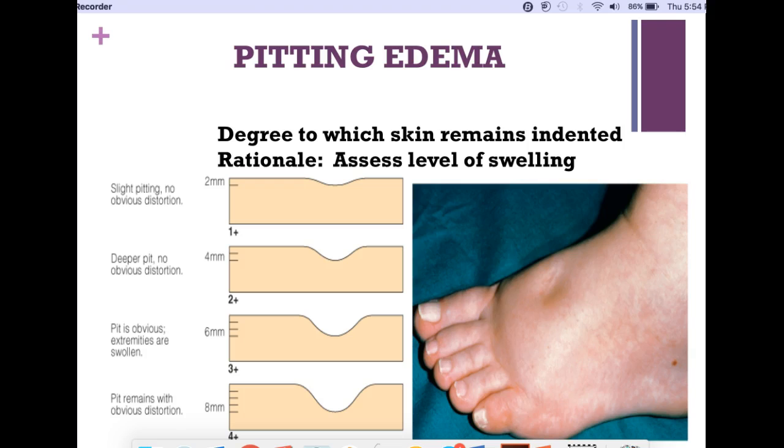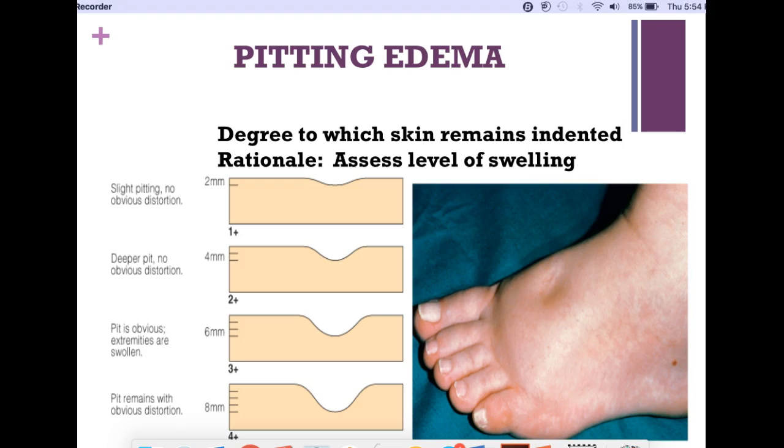Pitting edema is something else that we assess for. Edema means swelling. Pitting is the degree to which the skin remains indented. And what we want to do when we're looking for this is assess the level of swelling. And pitting edema can be caused by many different things. Not necessarily just a skin issue, but can indicate cardiac or respiratory issues as well.